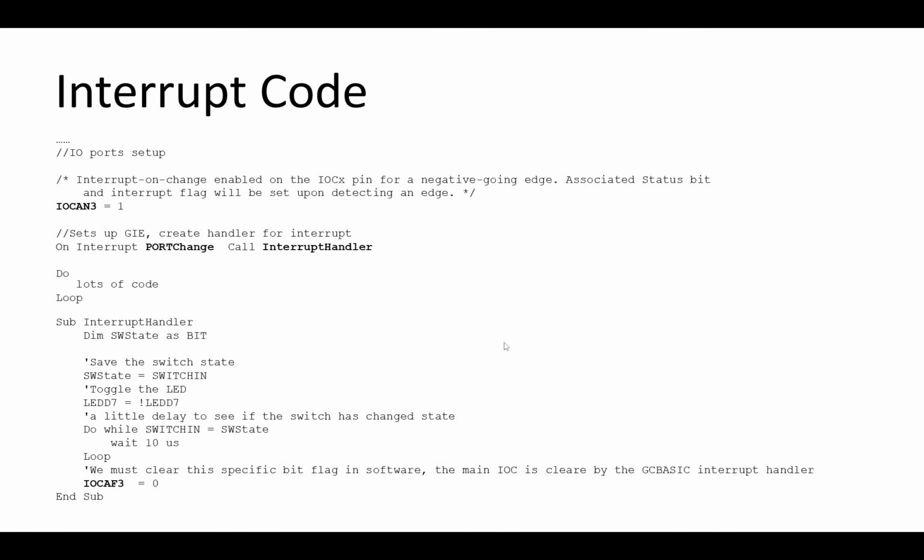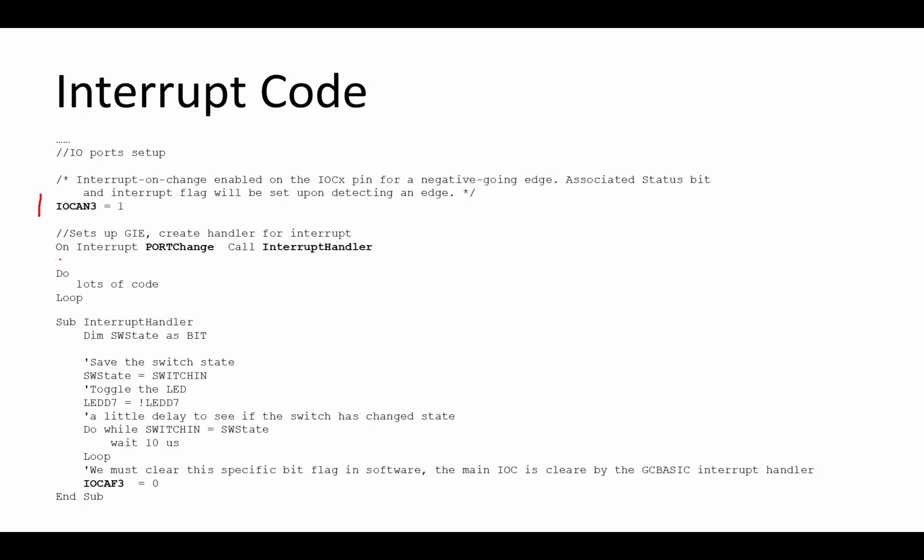So what does the code look like? Well, let's just bring up a pointer. Pretty simple. We need to set up an interrupt on change pin, and I've set it up going negative. And when that goes negative, a bit will be set, and it will call the interrupt. And that's here. That's this piece of code here.